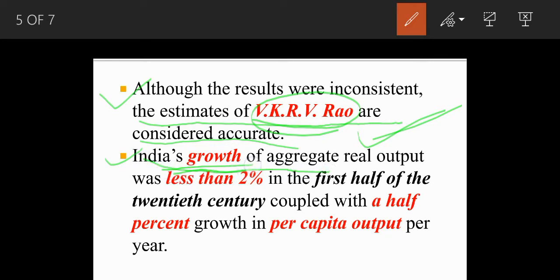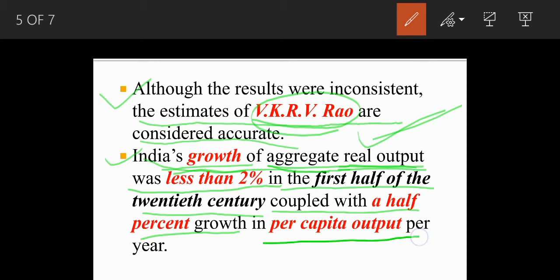Then we finally got to know India's growth of aggregate real output. Aggregate means as a whole. Output is what goes out from the country, as raw material or resources. It was less than 2% in the first half of the 20th century, coupled with a half percent growth in per capita output per year.